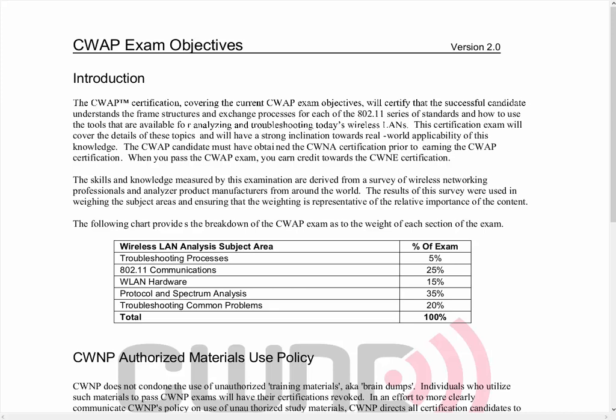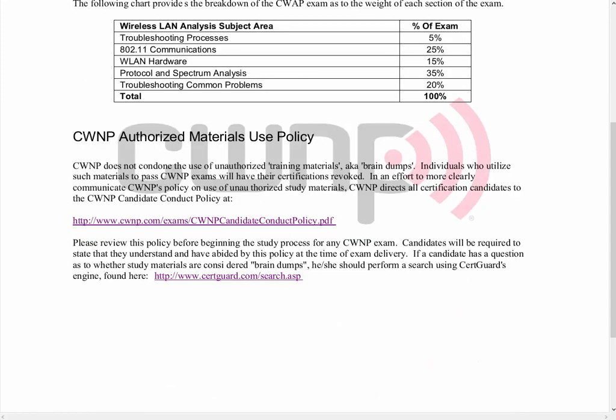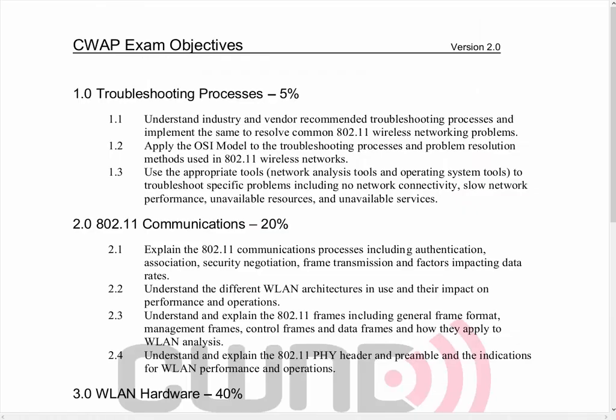And so this is those knowledge domains that we talked about and the percentage of the exam that they will make up. And by the way, it's very practical when we talk about the percentage of the exam. So troubleshooting processes makes up 5% of 60 questions, right? So you would expect to see 3 or 4 questions related to troubleshooting processes. So that's kind of the way that breakdown is going to be for you when you take the exam. This front matter information here is pretty typical to all of our objectives, including the materials use policy. Then it gets into the actual objectives themselves.